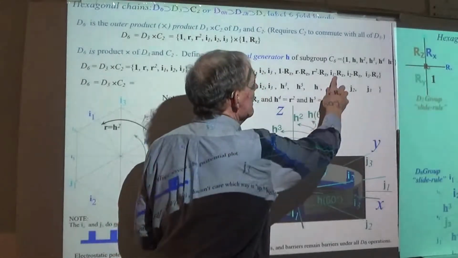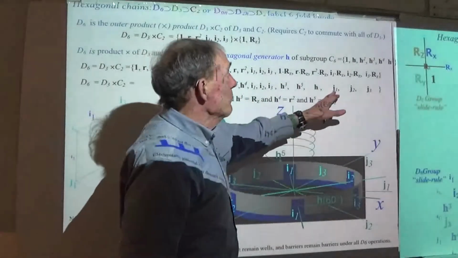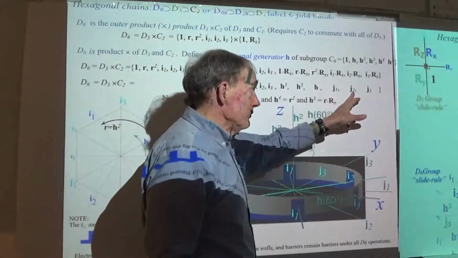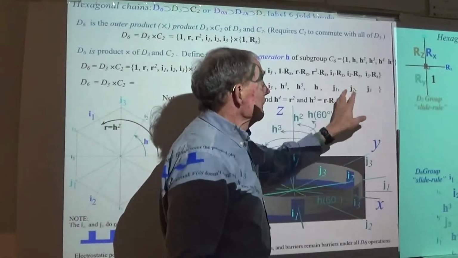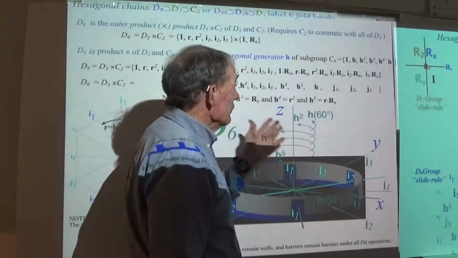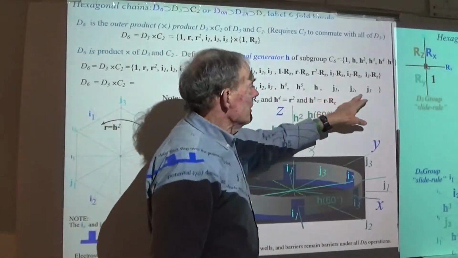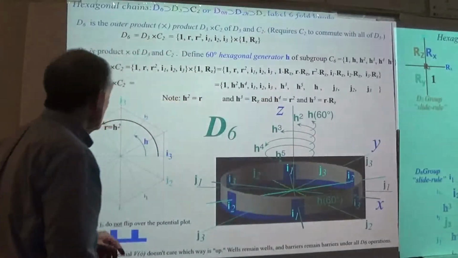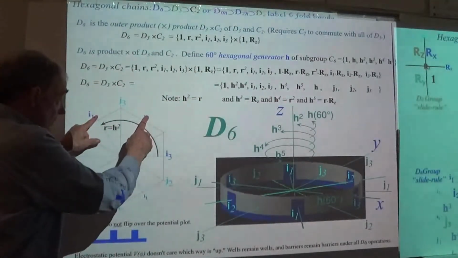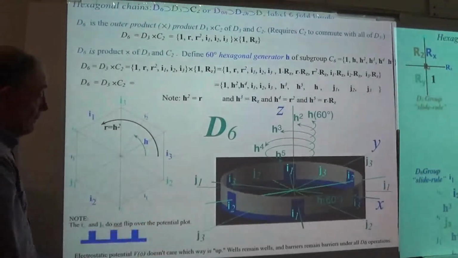Let's see if that's right. This one, I1 RZ, that's J1. That does not commute with J2 or with J3 because of these guys, but it makes them, and then you're finished. If you put these things all in a table now, you're going to have all of the 180-degree rotations of the original D3 plus another 3 for the hexagonal.